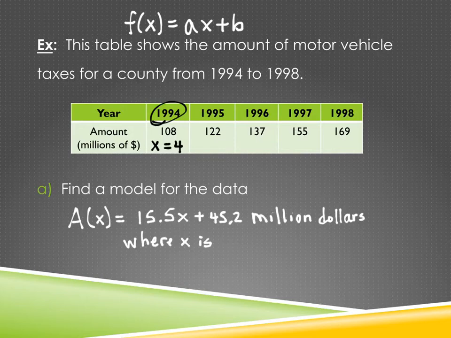So we have to write that down, where X is the number of years after 1990. One more thing to do. What is it? Put the input interval, or write down the input interval, which was 4 to 8.